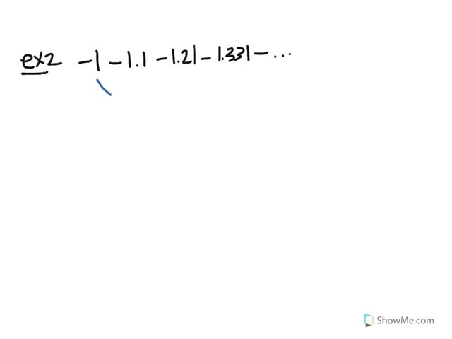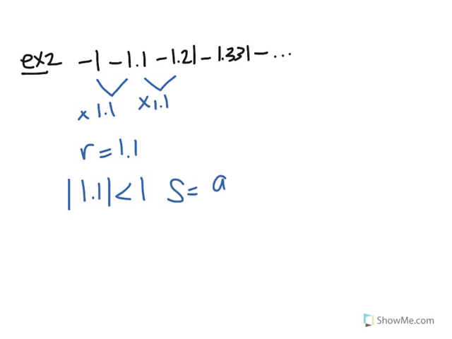For this one, to get from one term to the next, it looks like I'm multiplying by 1.1, because negative 1 times 1.1 is negative 1.1. When I multiply 1.1 by negative 1.1, I get negative 1.21. So the common ratio is 1.1. Is the absolute value of 1.1 less than 1? If so, I'm going to use the formula I used before, a1 over 1 minus r. Well, this is not true, so I'm not going to use that formula.